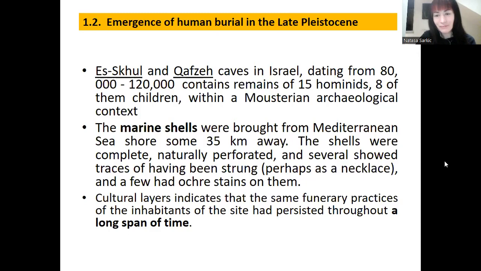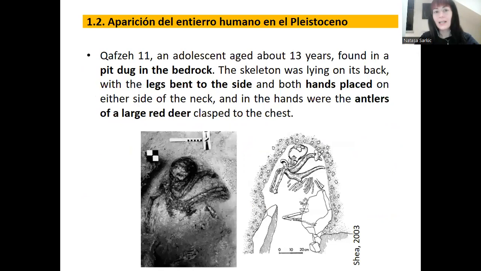And one of these individuals, number 11, was an adolescent, aged about 13 years. And here we can see quite complex mortuary behavior, because the pit was dug in a bedrock. The individual was lying on its back. The legs were bent on the side. The hands were placed on either side of the neck. And there were even antlers of large red deer. And there was a use of ochre as well. And not only this, but also in some other burials.